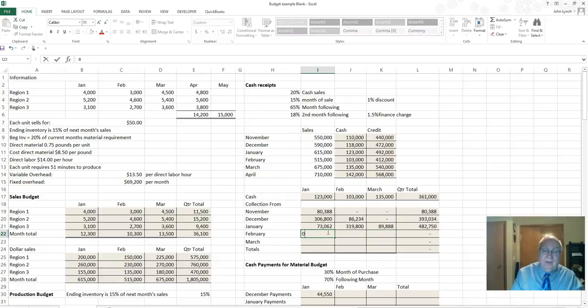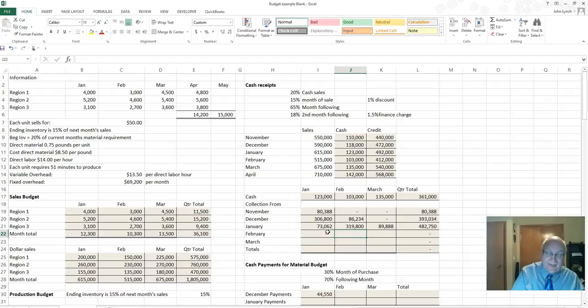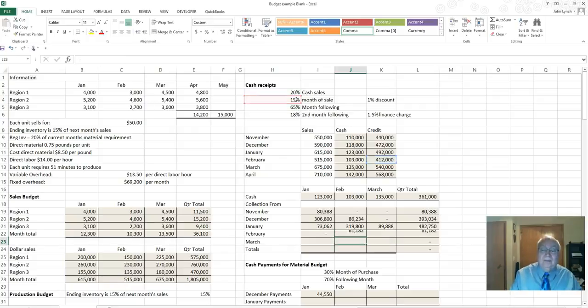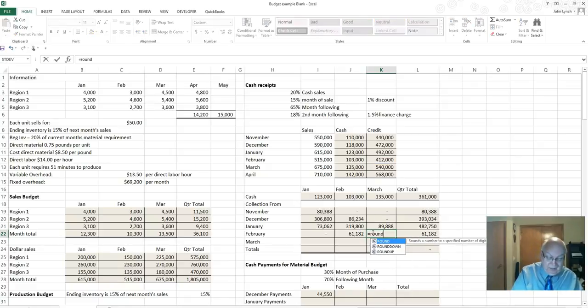February, well, you don't collect anything in January. And this is the month of the sale. So we have in February 412,000 times 15% times 0.99. Okay, then in March, we collect the February sales, the 65% because it's the month following.